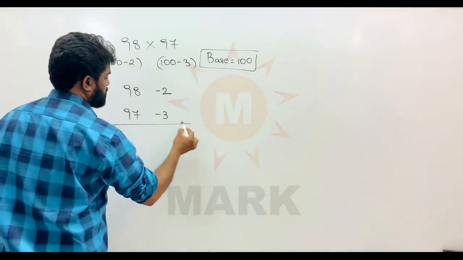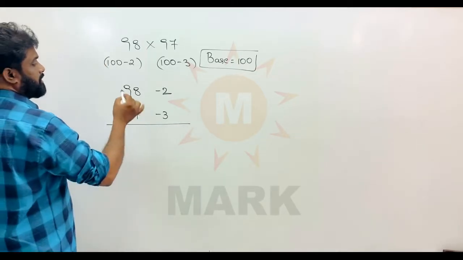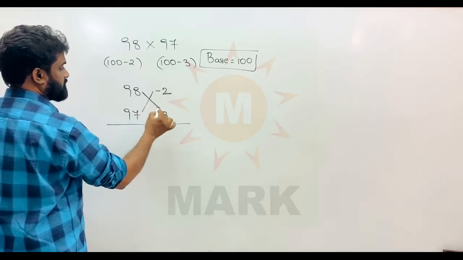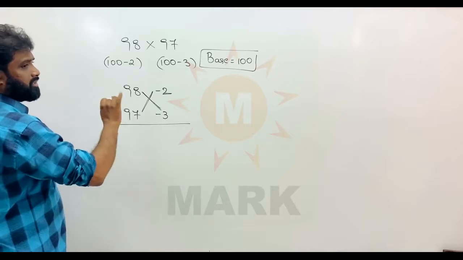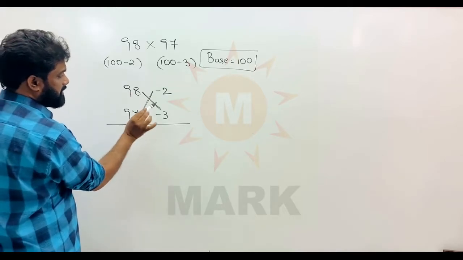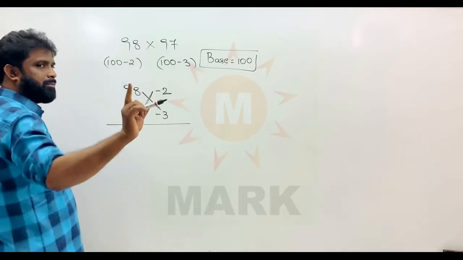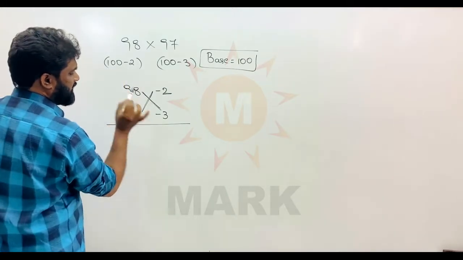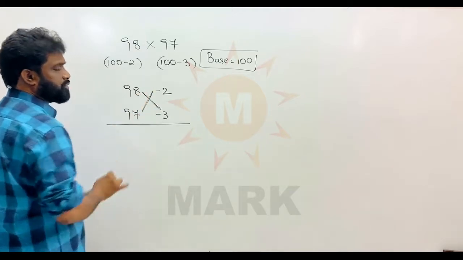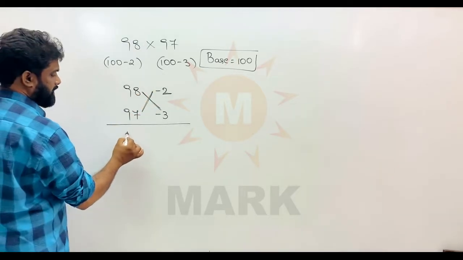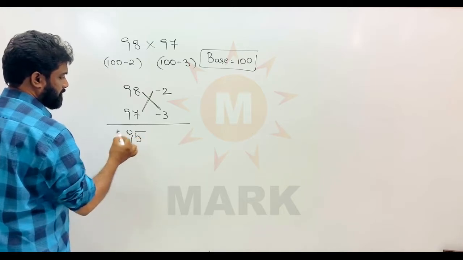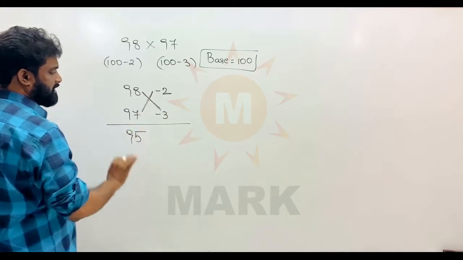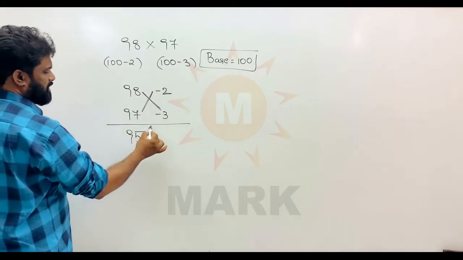Okay. Now comes the beauty of this technique. So here there is something called the cross sum technique. This is called the cross sum. Friends, the beauty of this cross sum is you sum it up in this way or you sum it up in this way, the number will be the same. 98 minus 3 or 97 minus 2, you will get the same number. What is that number? It will be 95. You can check. 98 minus 3 or 97 minus 2, you will get the same number, 95. So this is one part of the answer.